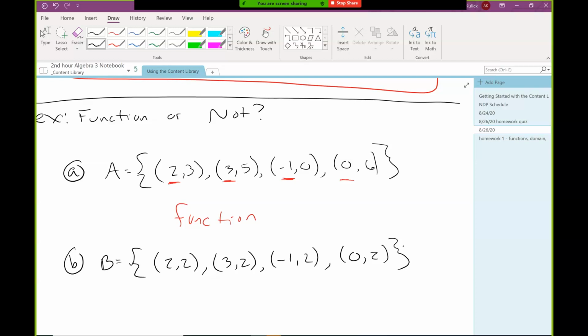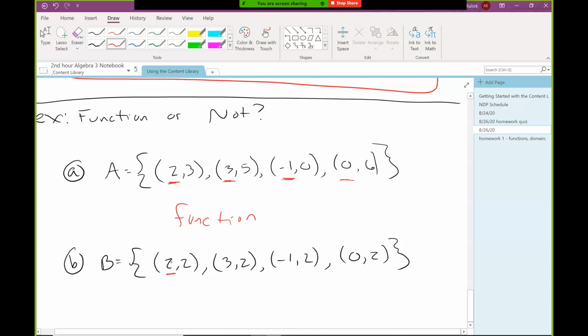Okay? This is what you're asking about, right? It's a good question. So if we're checking to see if it's a function, is it a relation at least? Yes, because it's a set of ordered pairs. Do all the x's have a partner? Yes. Does any x have more than one partner? No, right?